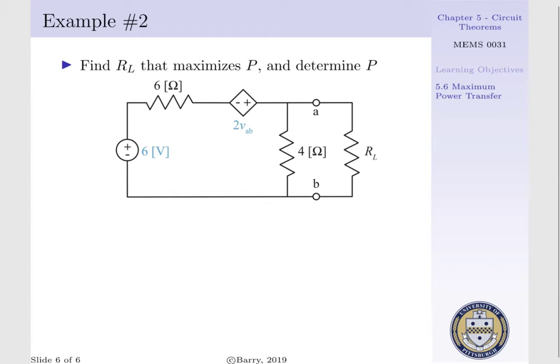Lastly, let's find a value of our load resistance that maximizes our power transferred from the circuit on the left of terminals A and B. And we want to determine the numeric value of our maximum power transferred.